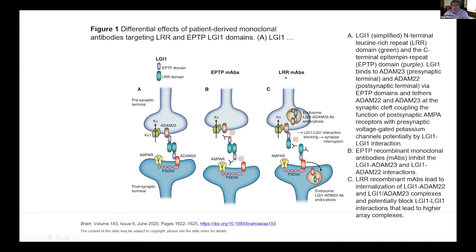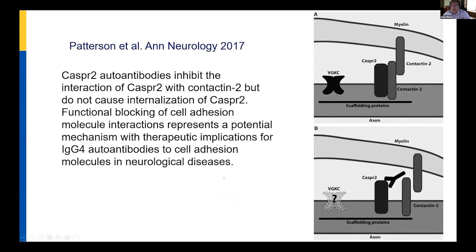Then the LRO antibodies are another type of Lgi1 antibodies. These antibodies actually block the Lgi1 and Lgi1 interaction, and thus they prevent that synaptic connectivity. That's what leads to the patients having seizures and encephalopathy. Similarly, this is work from UPenn, which shows the impact of the antibodies against Caspr2, also in the voltage-gated potassium channel complex, and how the antibody can have a functional effect, a functional obstruction of this complex.